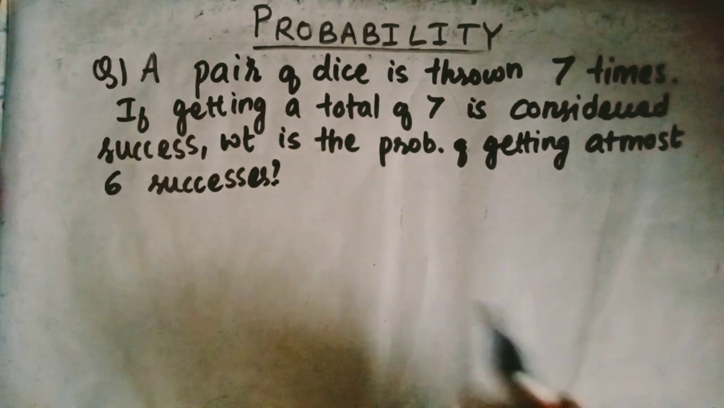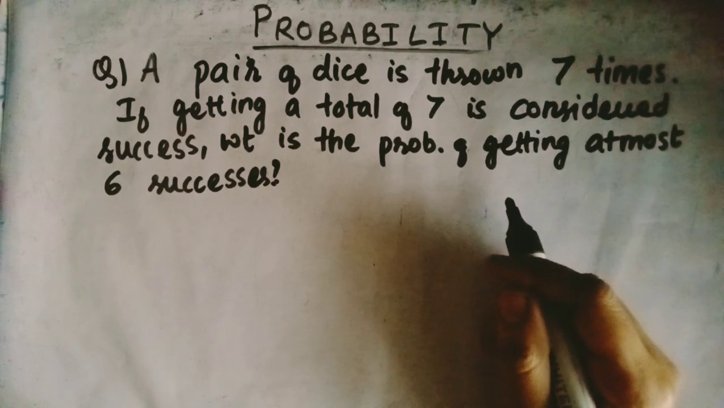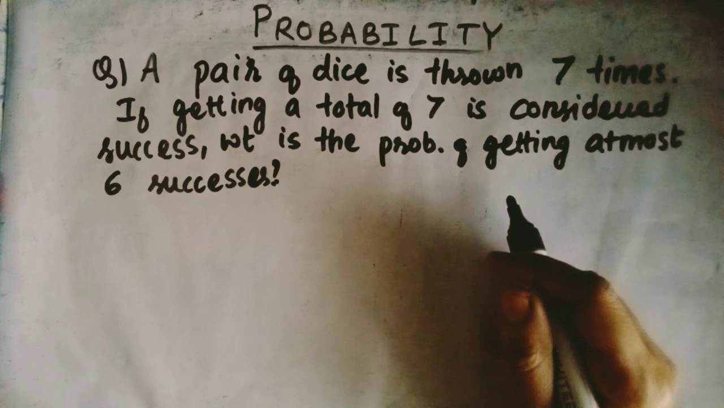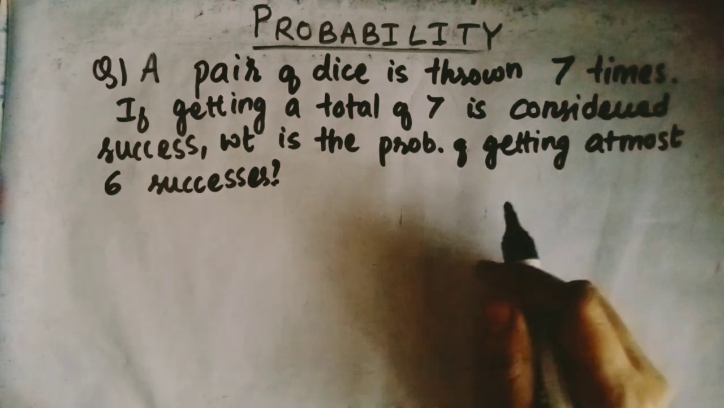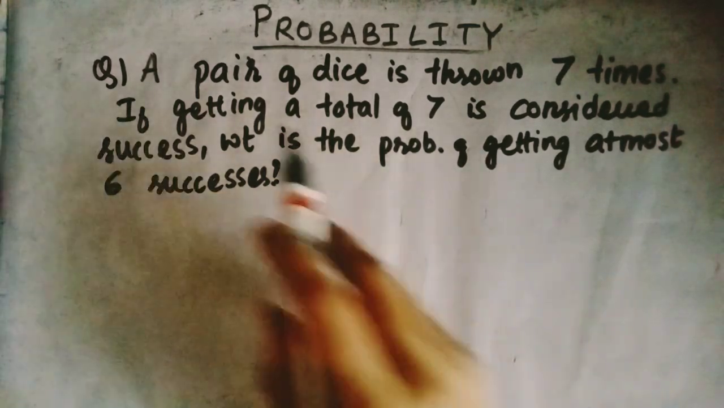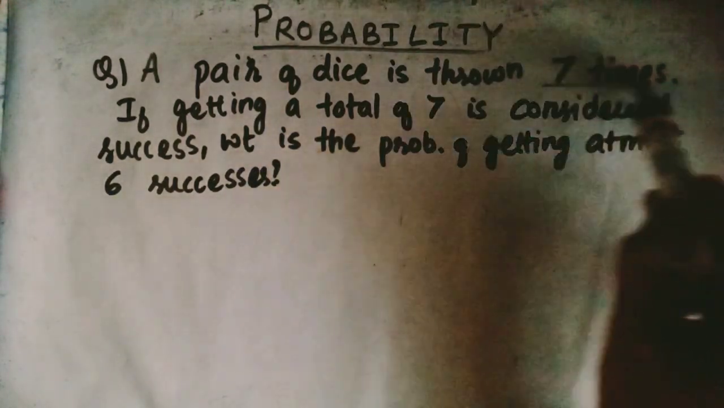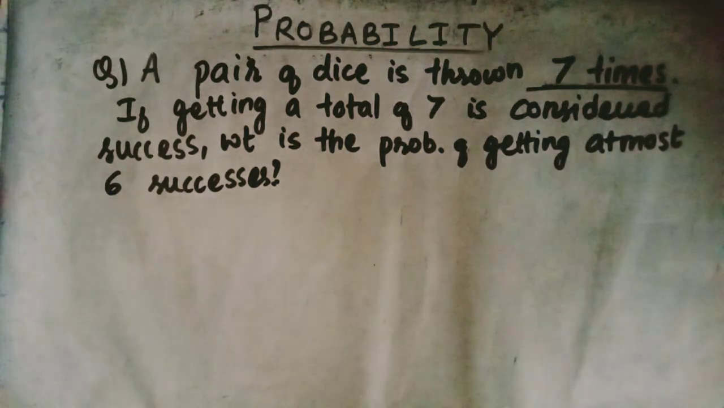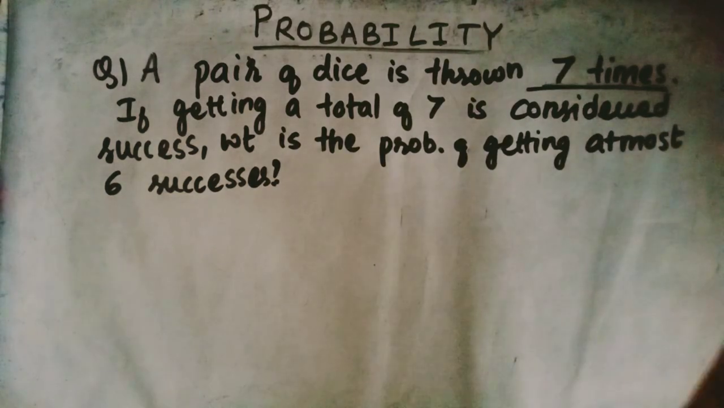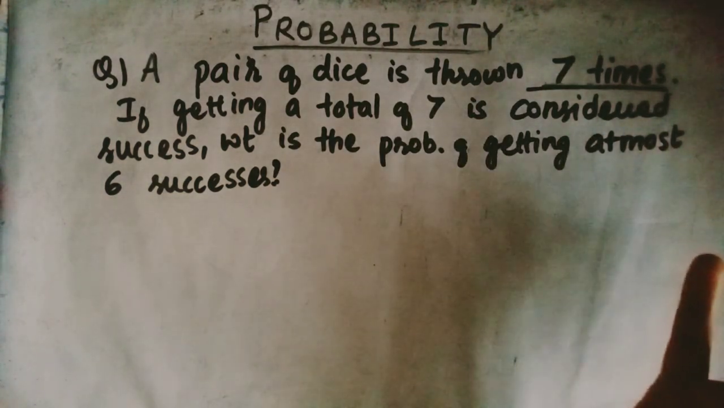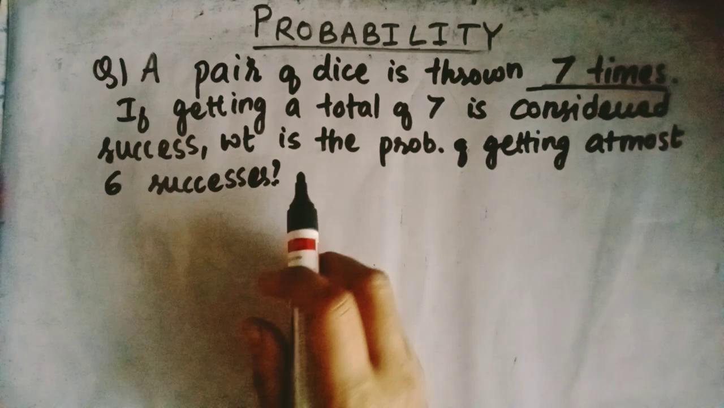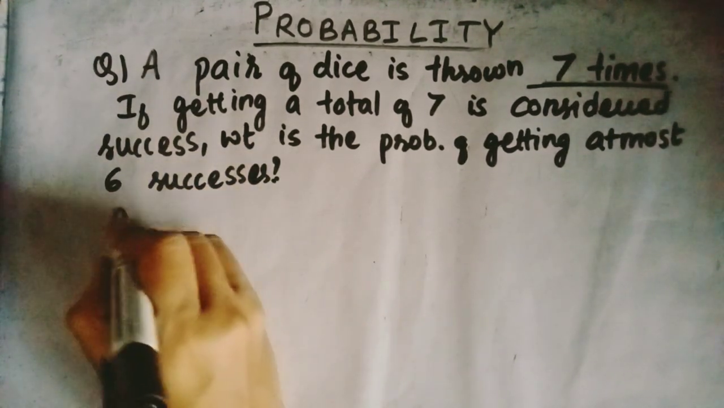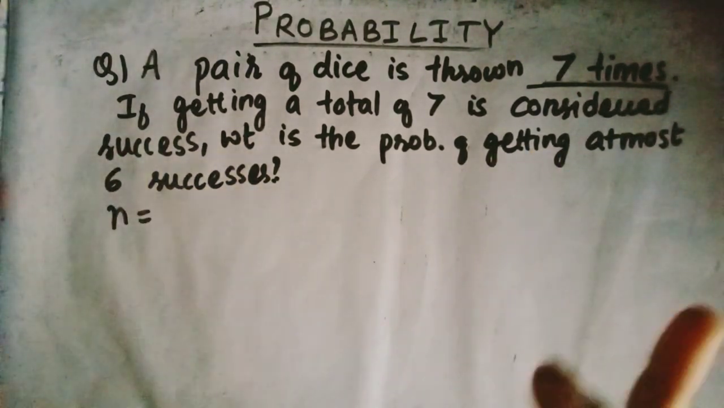Okay, this is a question. A pair of dice is thrown 7 times. If getting a total of 7 is considered success, what is the probability of getting at the most 6 successes? So a pair of dice is thrown 7 times. Now this is a bigger number of times, right? So it comes under Bernoulli trials, and this is a question of binomial distribution. So you have to identify the n, p and q.